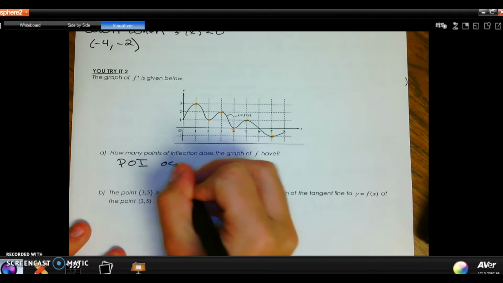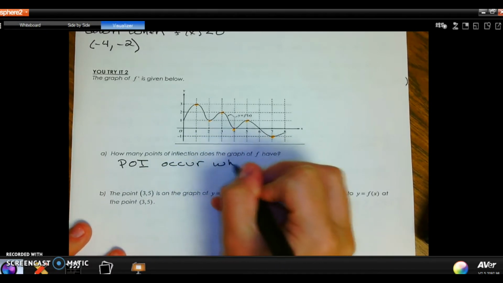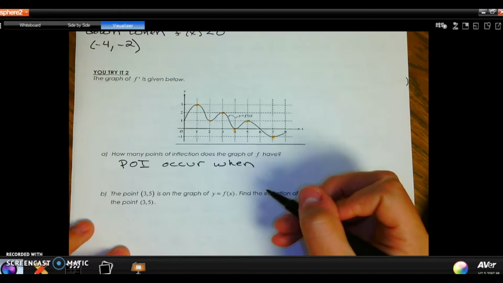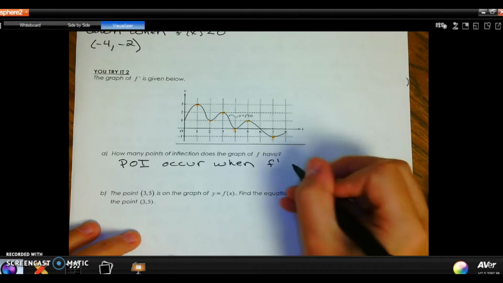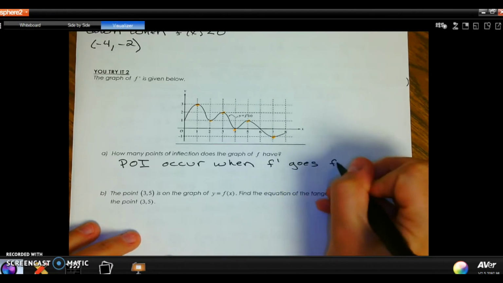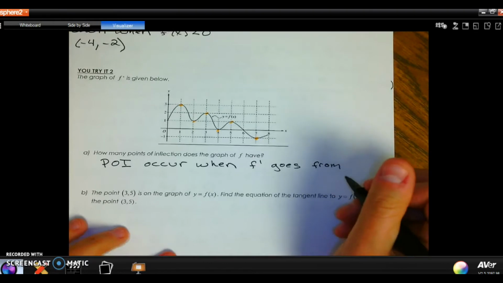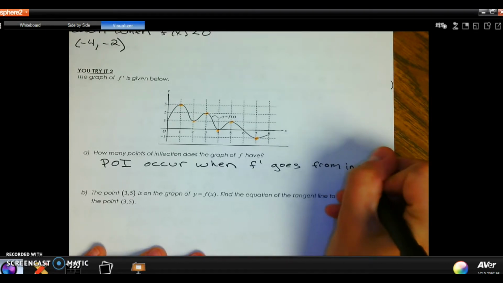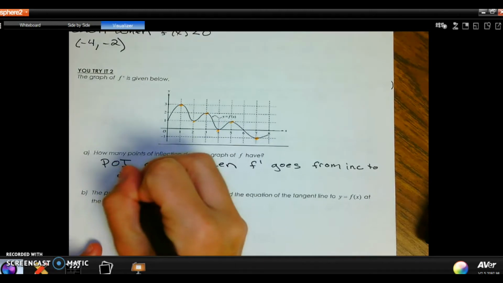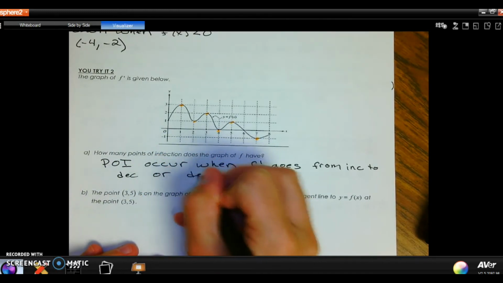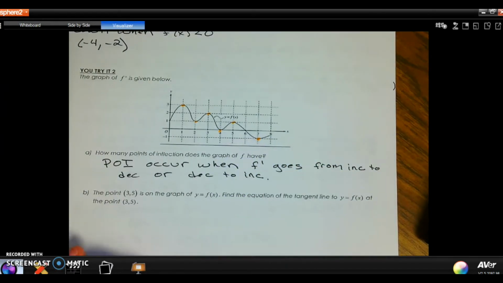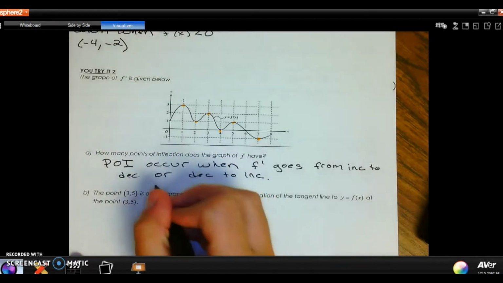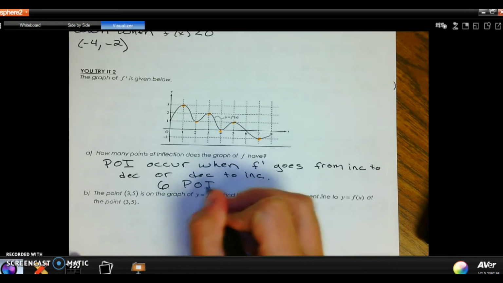POIs occur when, and again, there are two ways you can think of it, I think of it as when the derivative goes from increasing to decreasing, or from decreasing to increasing. And again, you could think of it as when the original goes from concave up to concave down. So here there are 6 POIs.